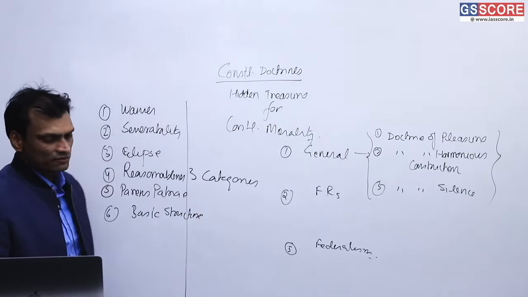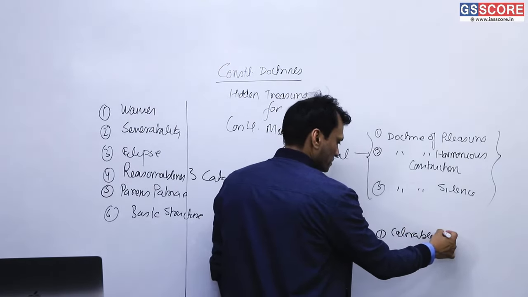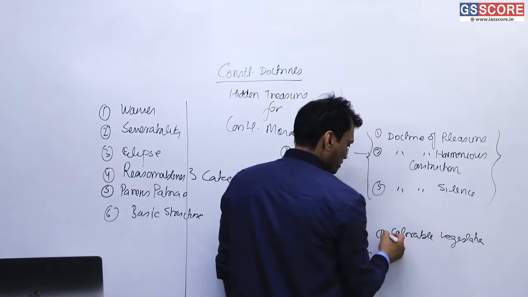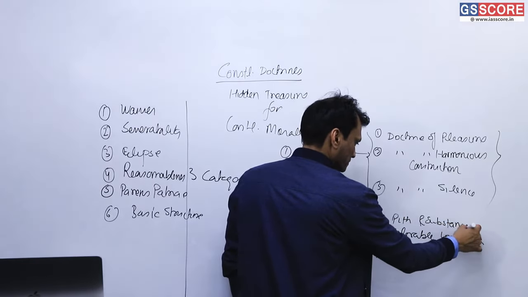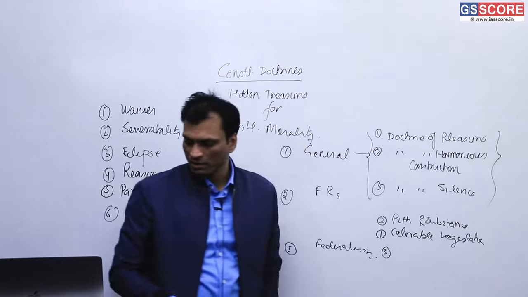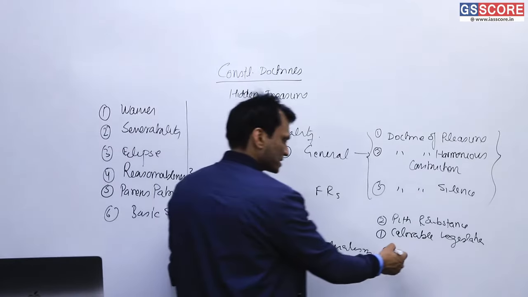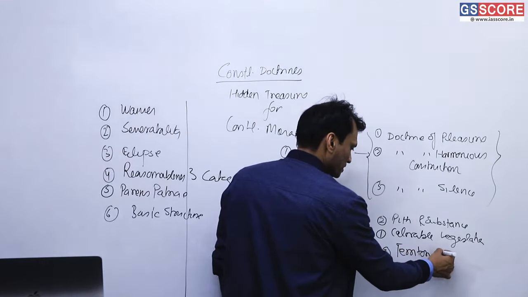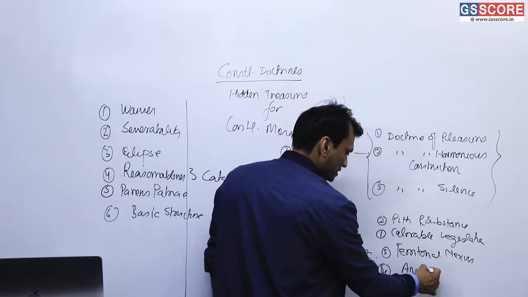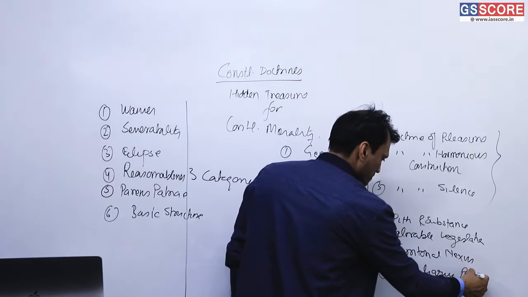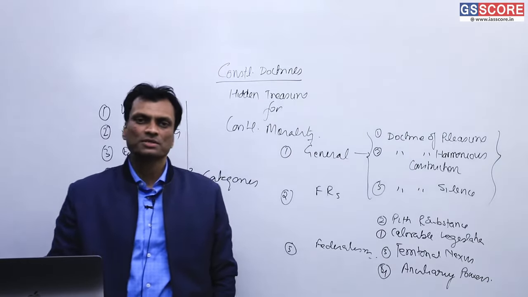Right. And similarly, in federalism, you have doctrine of colorable legislation. Doctrine of pith and substance. Then we have doctrine of territorial nexus. And fourth is doctrine of ancillary powers. Right. So these are the general doctrines we need to know.